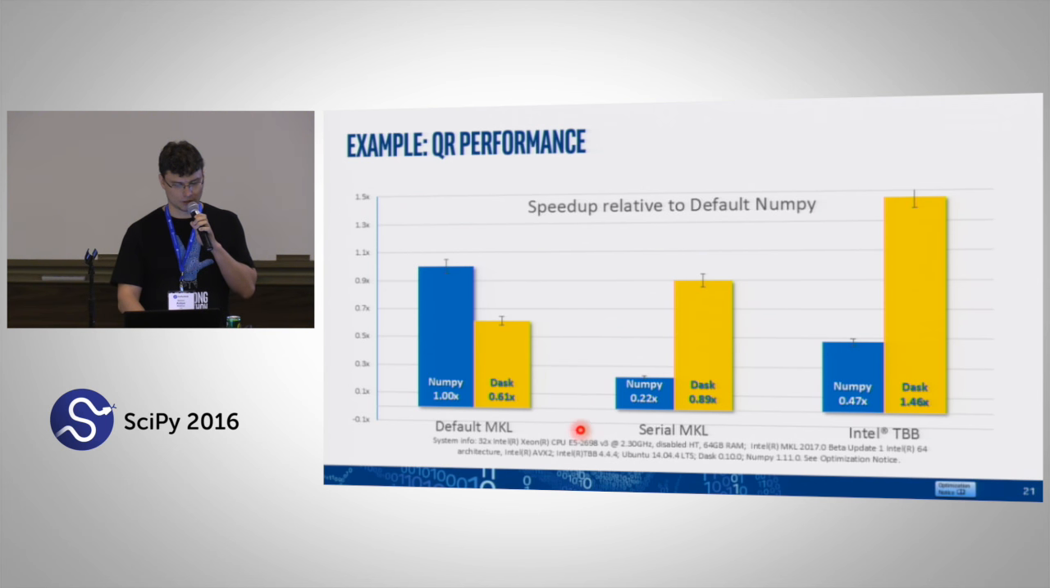So what we can do, for example, if we remove innermost parallelism by serializing MKL, well, NumPy becomes that slow because there is no parallelism here. But Dask becomes quite good. But since I have only 10 tasks, it doesn't work as well as baseline NumPy.